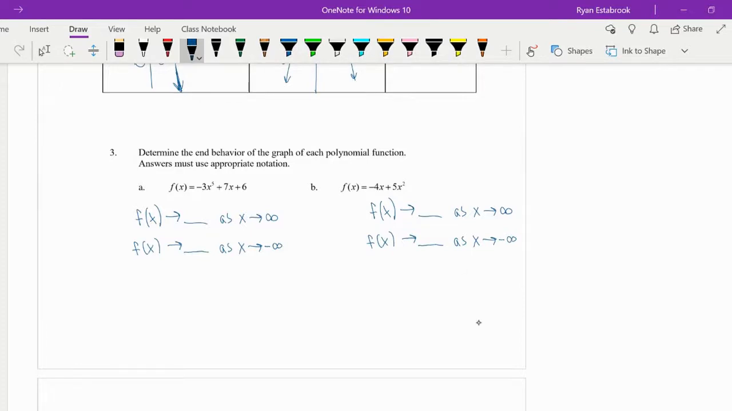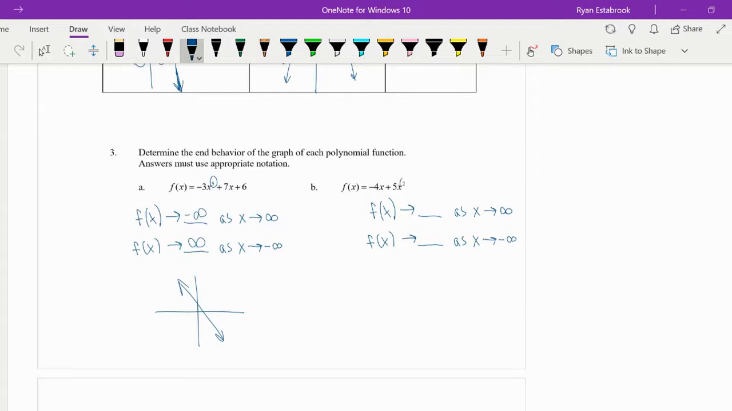For the first one, I noticed that my largest exponent is odd. The leading coefficient is negative. So as x goes towards infinity, let's see, negative and odd means it's going to be doing something like this, maybe with a bunch of turns. But as x goes towards the right, f of x goes towards negative infinity. And as x goes to the left, f of x goes towards positive infinity.